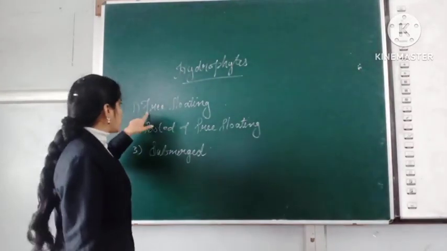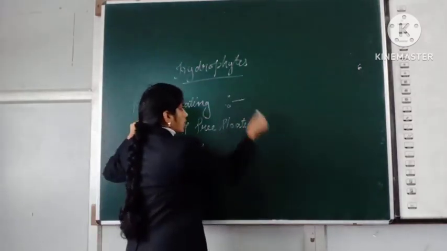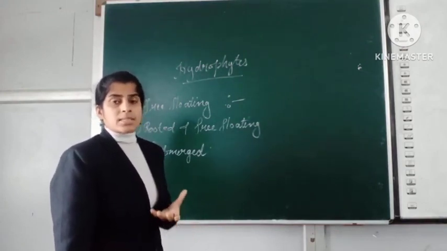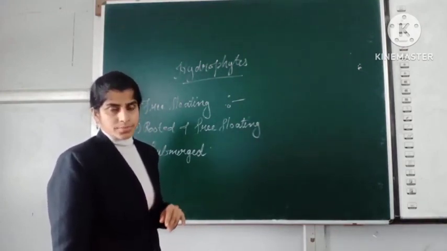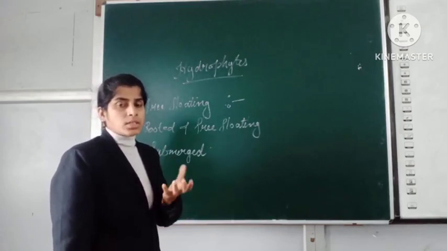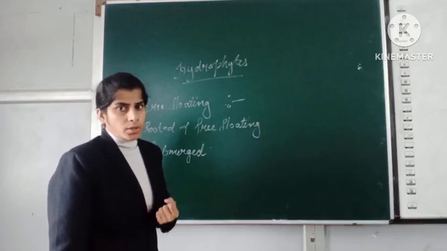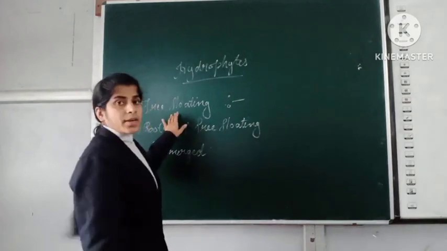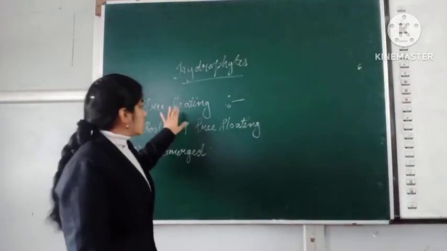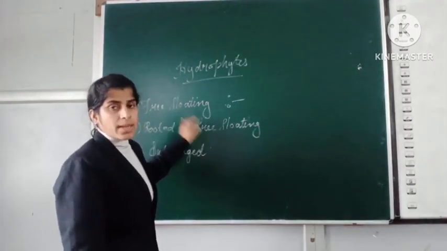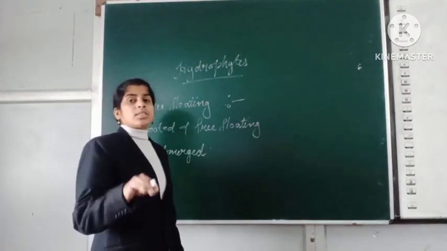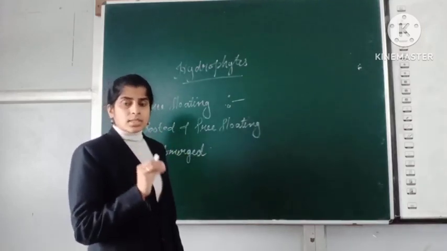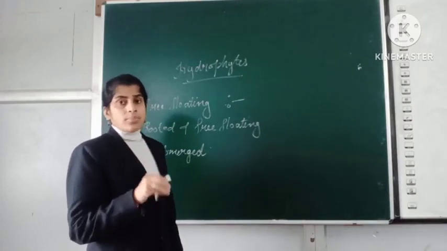First we are going to discuss free floating. Free floating means what? You must have seen some plants floating on the river and the pond. Always you can see these plants just above the water. This type of plant we call free floating. Their roots are not attached to the soil substratum. They are freely floating on the outer surface of the water.